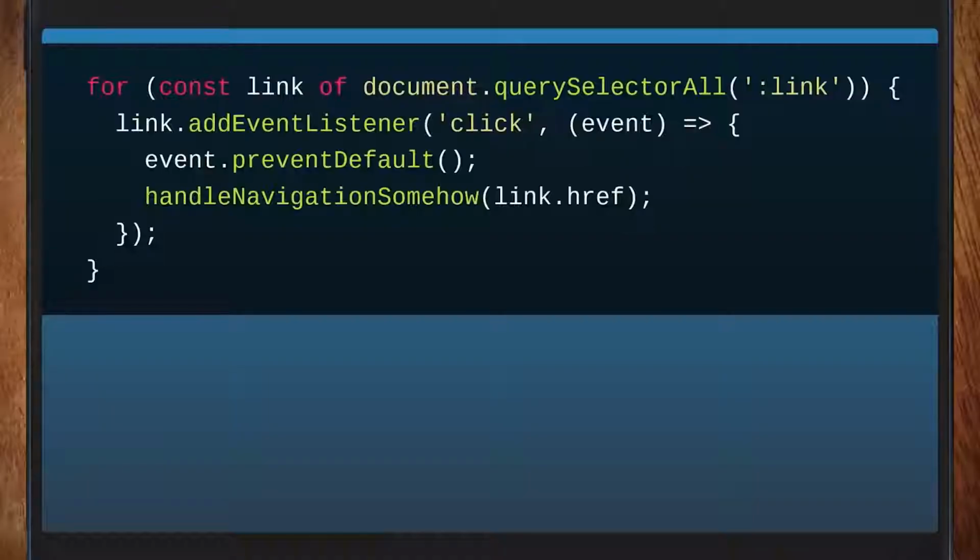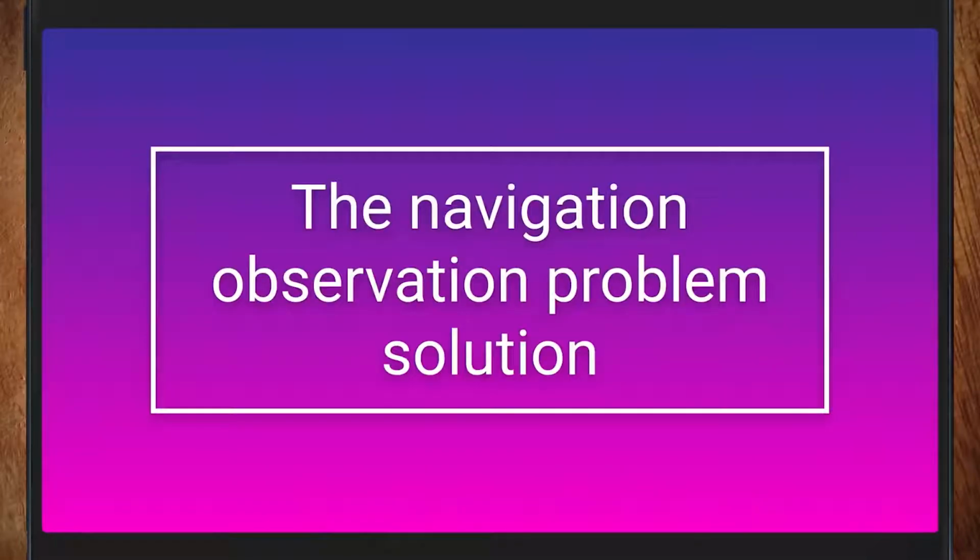But then the problem is, when would you call it? And the solution tends to be something like this, where you have to add a listener to every link. So when that's clicked, rather than do the link thing, don't follow the link. We're going to do something else. The navigation API solves this. This is the navigation observation problem. That's a tongue twister.